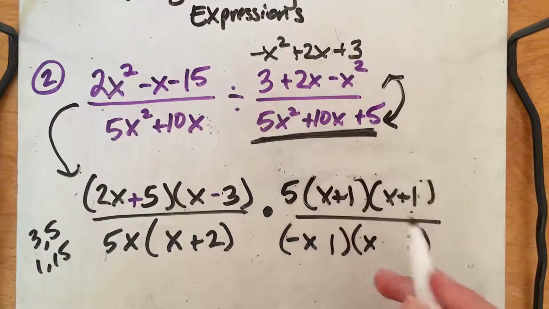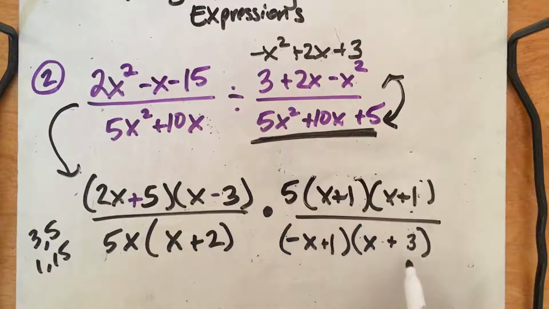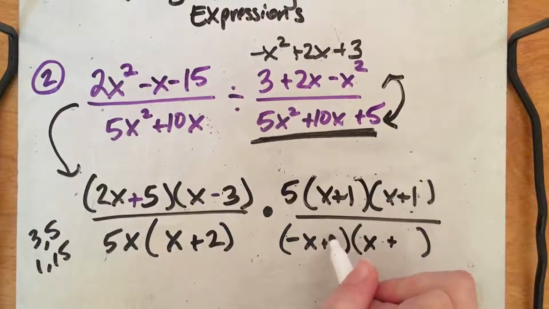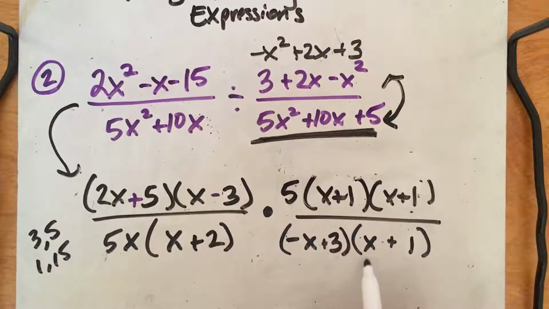And I need them to both be positive. So let's see, does this work? This gives me a -3, gives me a +1. So I'm going to switch my location of those numbers. This gives me a +3, gives me a -1. So together they add to be a +2, which is what I wanted. So everything's factored now. I just need to look for what I can cancel.